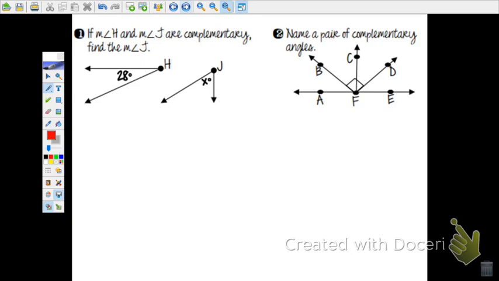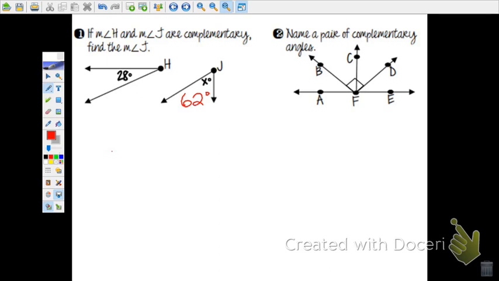62 degrees. Okay. Added together, they have to equal 90. Number 2 says to name a pair of complementary angles. So what would be a pair of complementary angles?